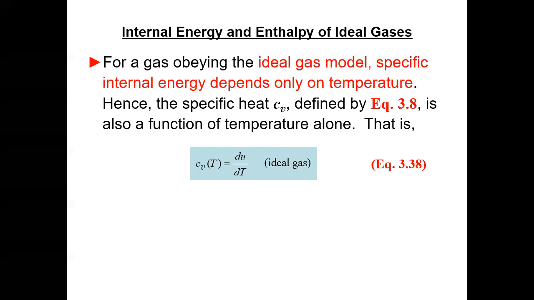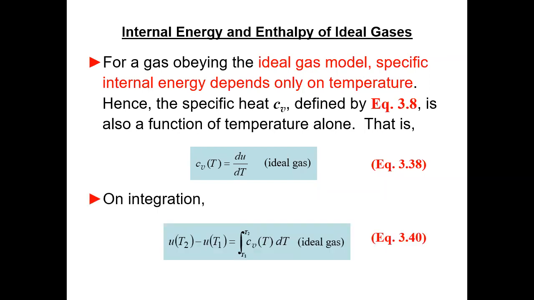For a gas obeying the ideal gas model, specific internal energy depends only on temperature. We said that. The specific heat, c_v, as we previously defined, is also a function of temperature alone. And so c_v as a function of temperature is equal to du/dT, the rate of change of internal energy with respect to temperature. So it's not a partial. We don't have any pressure to worry about. It becomes just a plain, simple, ordinary derivative once you make the ideal gas law assumption, which is nice. It makes integration much more straightforward.